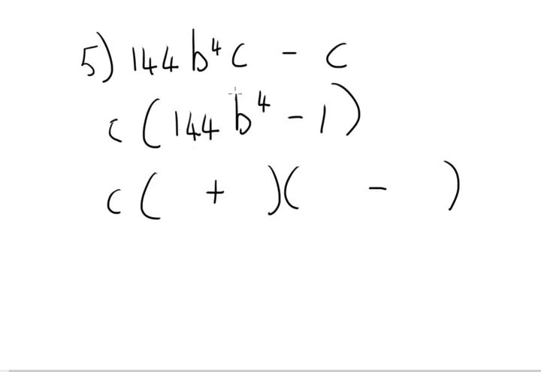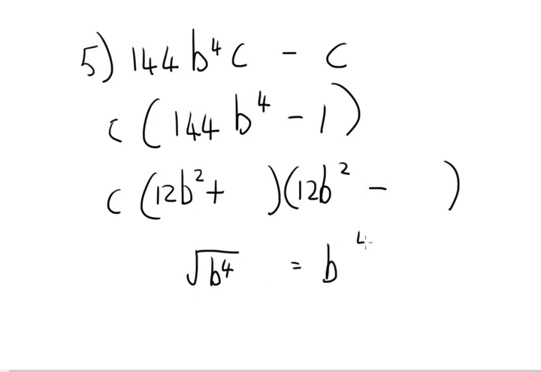The square root of 144b to the power of 4, I can break it up and say, okay, what's the square root of 144? That's 12. What's the square root of b to the power of 4? It is b to the power of 2. You guys see that? So the square root of b to the power of 4 is the same as b to the power of 4 divided by 2, which is equal to b to the power of 2. That's where I get the b to the power of 2 from. And the square root of 144 is equal to 12. And then I've got a 1 there and a 1.